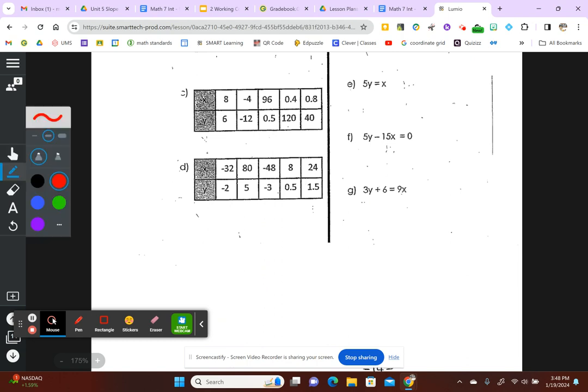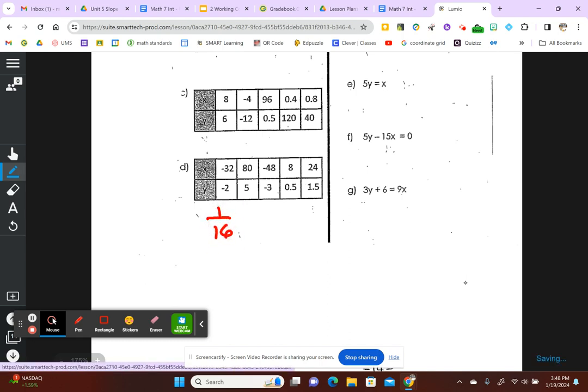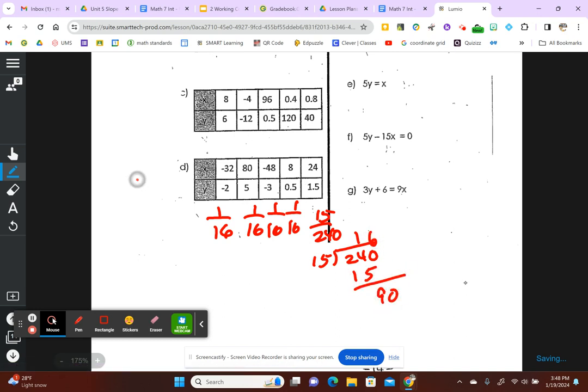Okay, for D, I get -2 over -32 is 1/16. 5 over 80 is 1/16. This is 1/16. This is 1/16. And this is 15 over 240. And how many times does 15 go into 240? I suspect it's going to be 16. And it is. So this is a yes, and it's y equals 1/16 x.